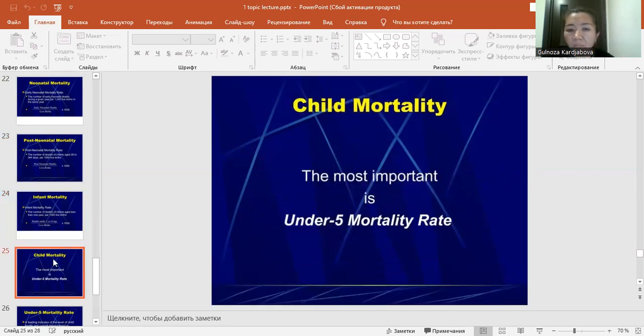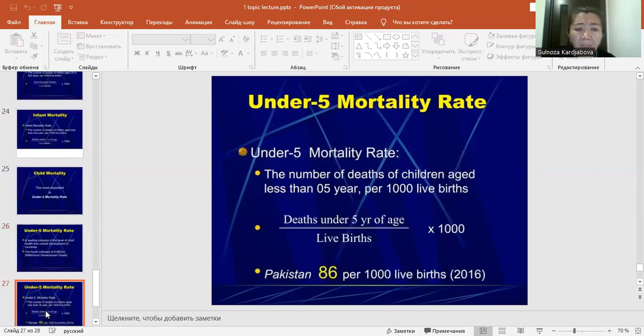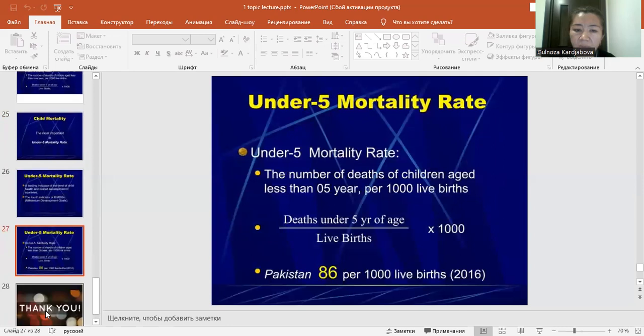Child mortality, the most important is the under 5-year mortality rate all over the world by the WHO organization. In all documents, the under 5-year mortality rate is very important. A leading indicator of the level of child health and overall development in countries, the fourth indicator of the 8 MDGs, Millennium Development Goals. So, under 5-year mortality, how should we calculate? The number of deaths of children less than 5 years per 1,000 live births.